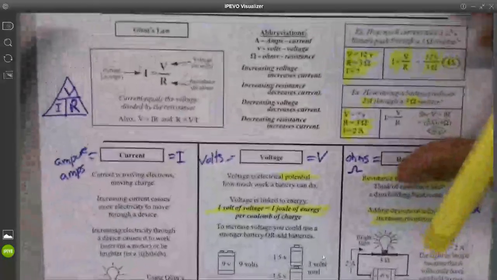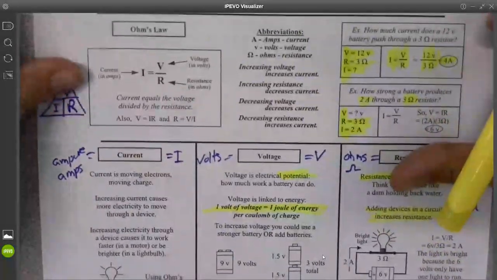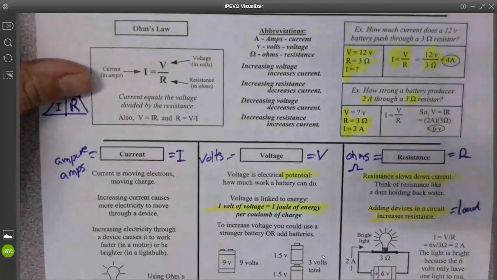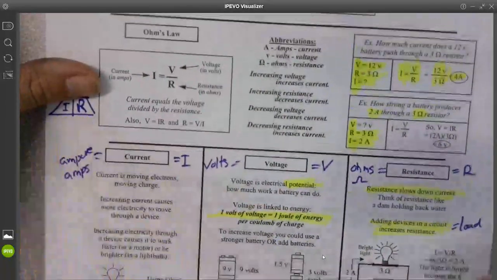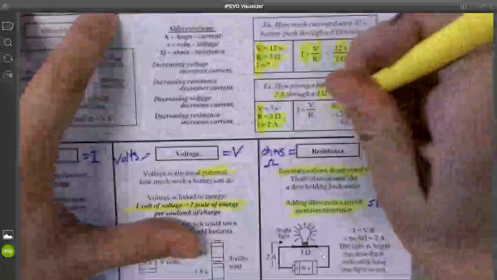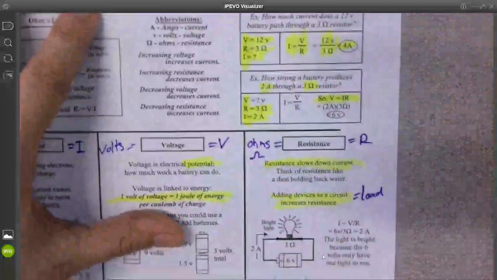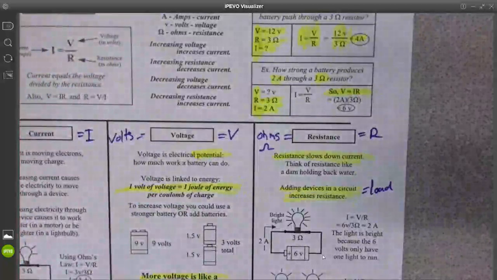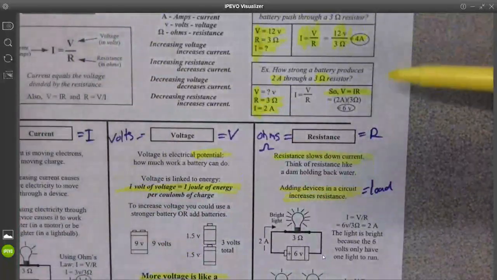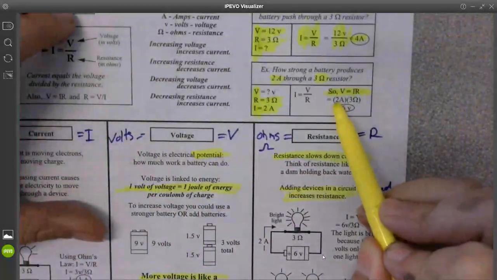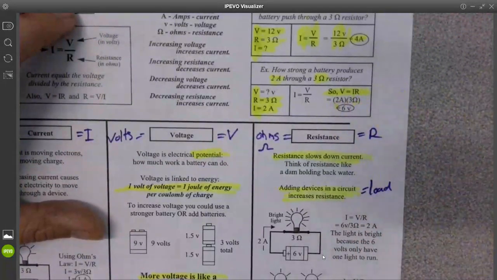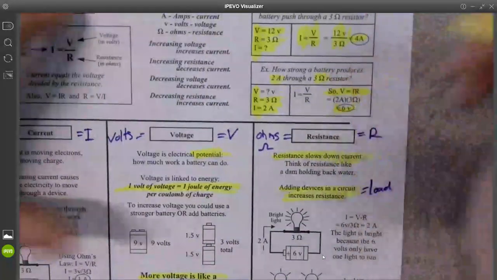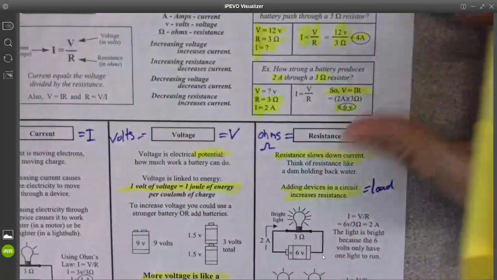Now we can rearrange Ohm's law. Use our triangle over here, cover up V. And you know that voltage is equal to I times R. So that means V equals I times R is going to be our equation that we are using. So essentially, current is 2, resistance is 3, 2 times 3 is 6. And so these are examples of our Ohm's law.